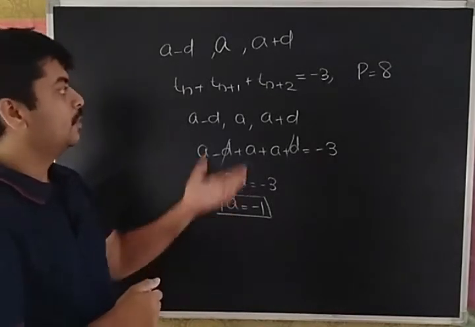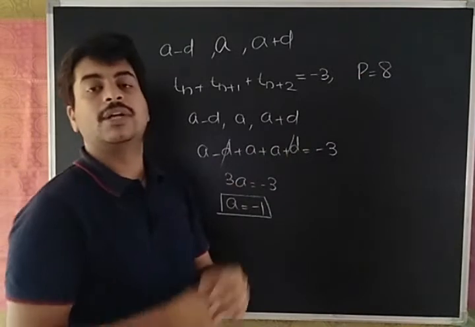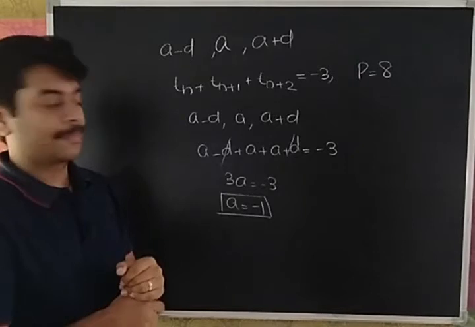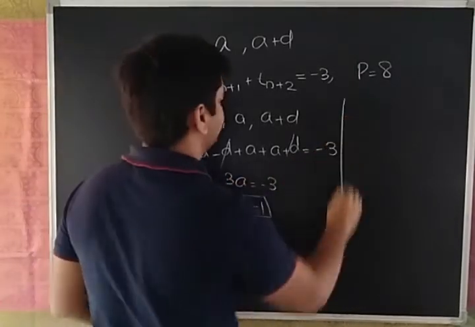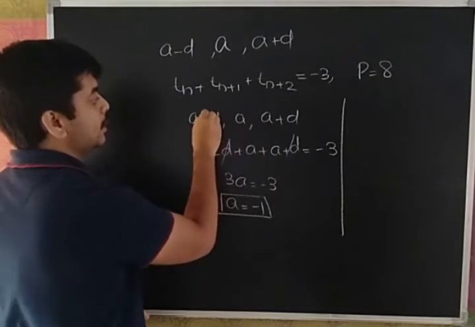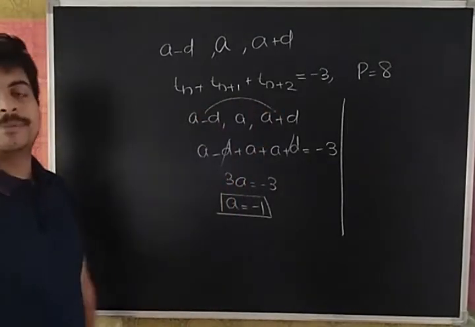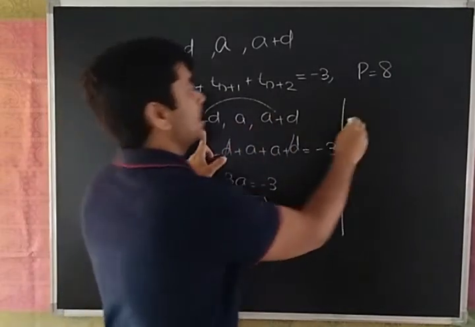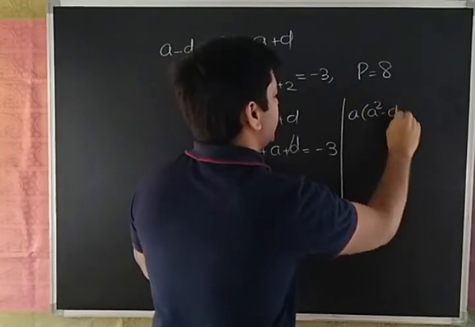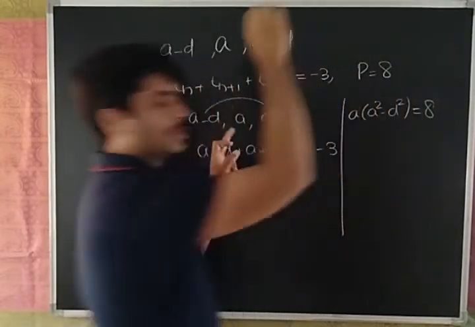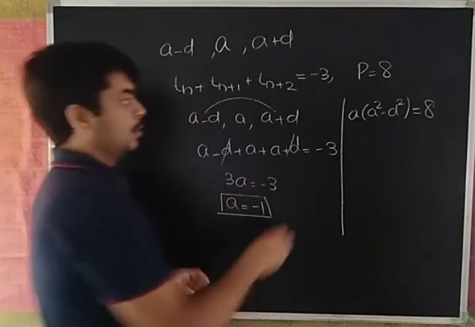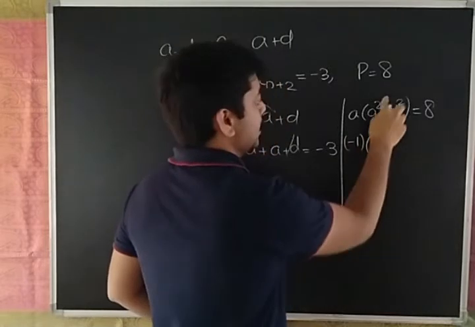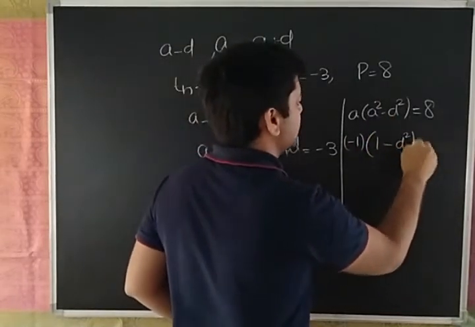Once you get minus 1, you have one more relation. What is that? The product is equal to 8, which we use to find the value of D, since we still don't know the common difference of this progression. So what is the product of these three? A minus D into A into A plus D. What is the product of these two? A plus B into A minus B is A square minus B square, so A plus D into A minus D is A square minus D square, and this A remains as it is. A into A square minus D square, and that product is given as 8. So what is A? We already have A is minus 1. So minus 1 into minus 1 whole square, which is 1, minus D square is equal to 8.